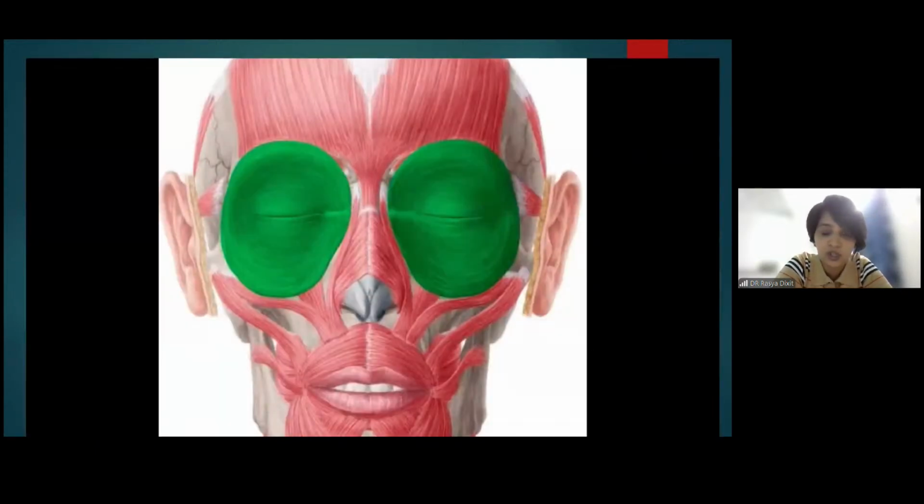In a man, you want to give a softening of the eyebrow lines. You don't want to give them a frozen appearance. Actually, even in a woman, you don't want to give them a frozen appearance.